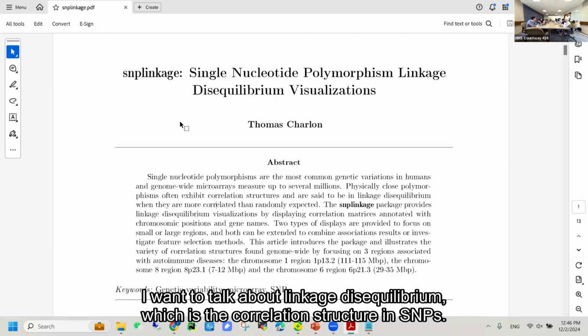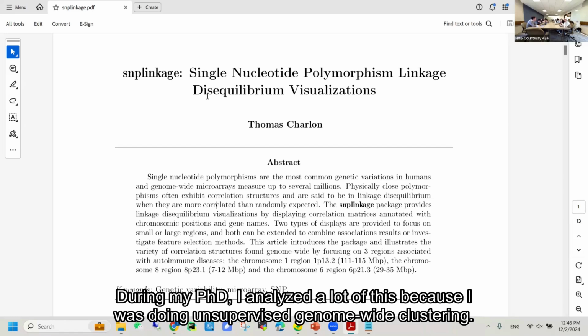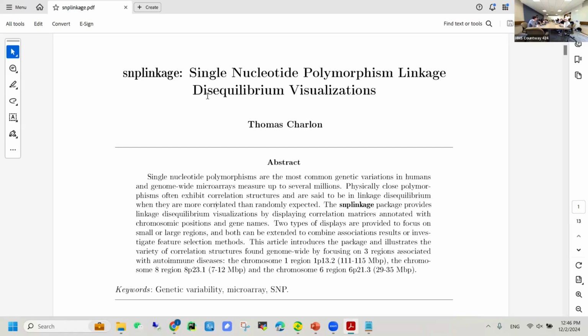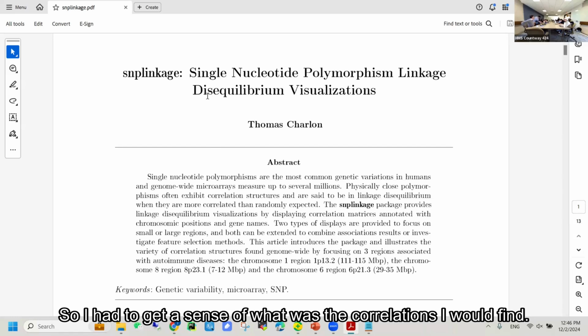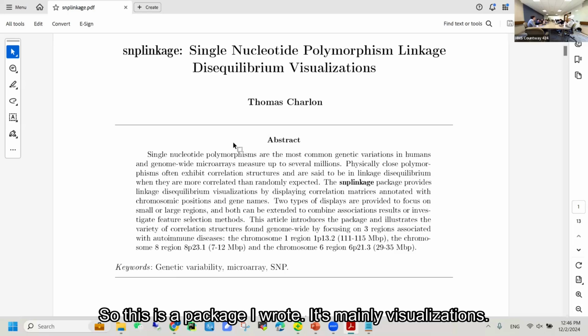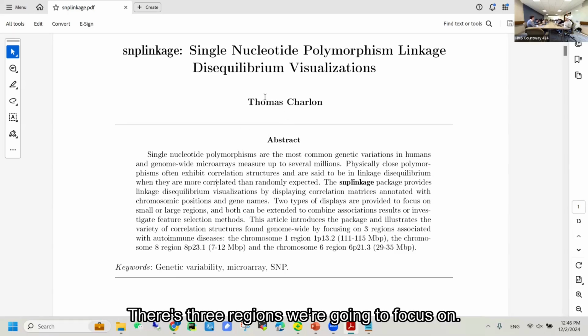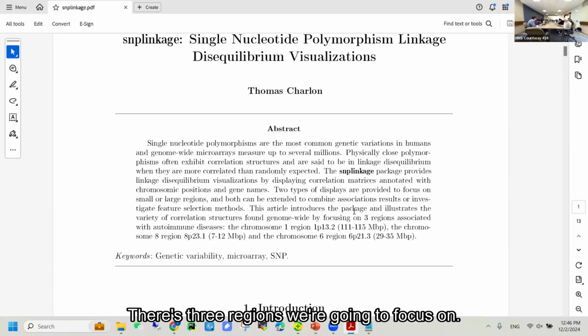I wanted to talk about linkage disequilibrium, which is the correlation structure in SNPs. During my PhD, I analyzed a lot of this because I was doing unsupervised genome-wide clustering. So I had to get a sense of what correlations I would find. So this is a package I wrote. It's mainly visualizations. There are 3 regions we're going to focus on.